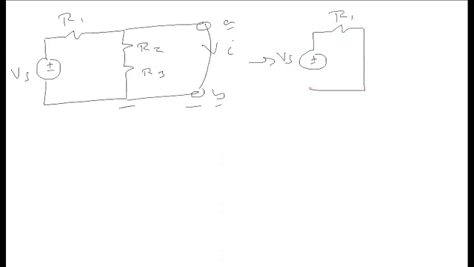R1 back to Vs. So I short circuit is going to equal V source over R1. We're almost done.